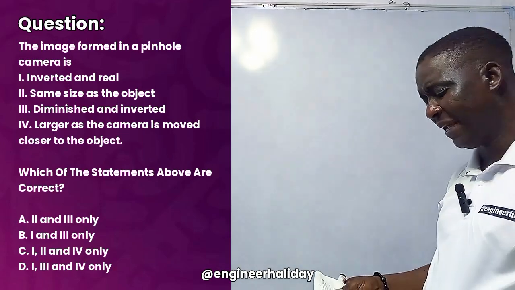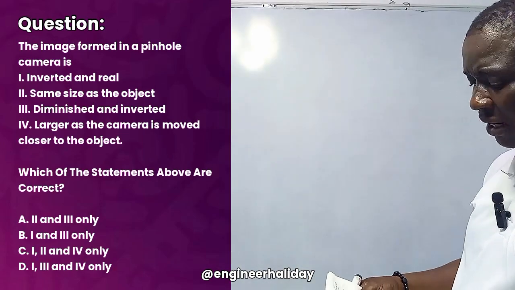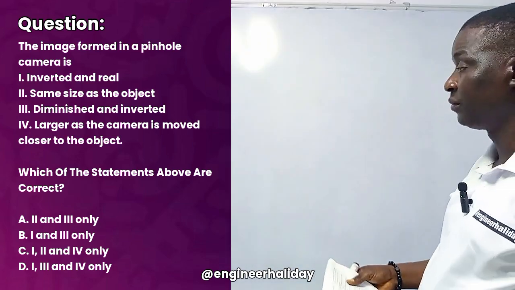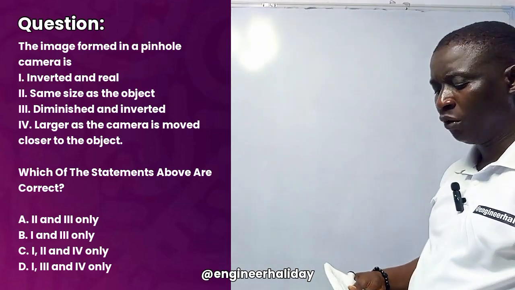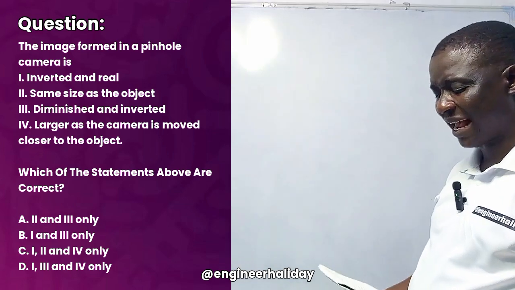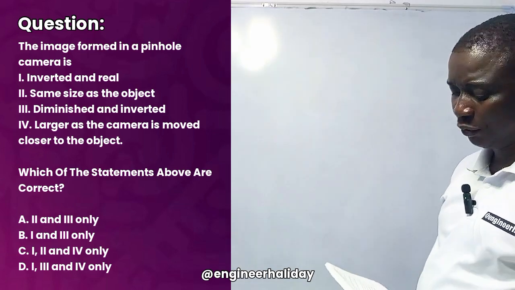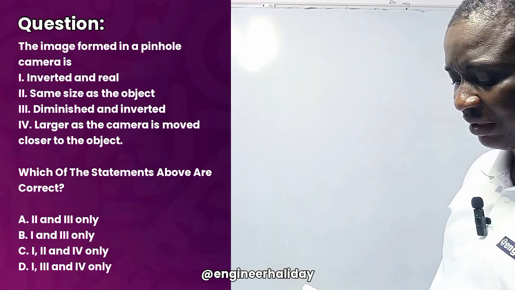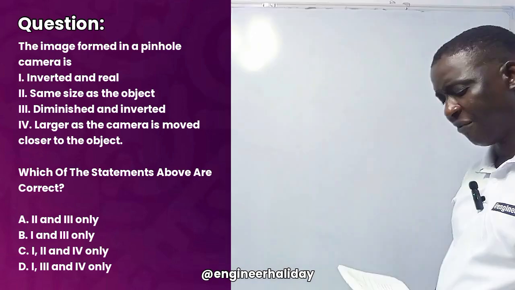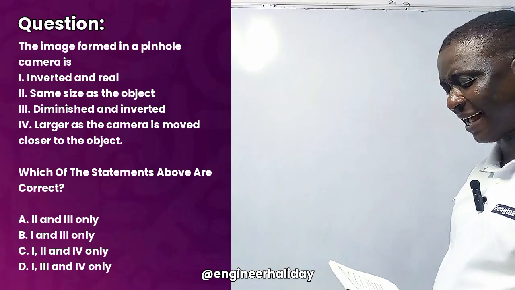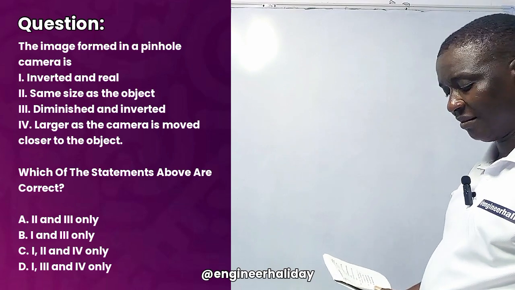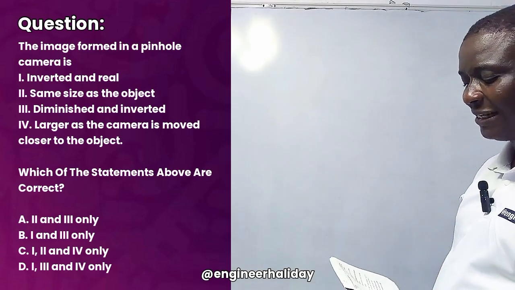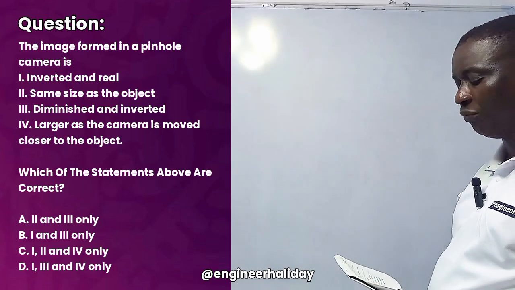The image formed in a pinhole camera is dash. Roman figure 1, inverted and real. Roman figure 2, same size as the object. Roman figure 3, diminished and inverted. Roman figure 4, larger as the camera is moved closer to the object.